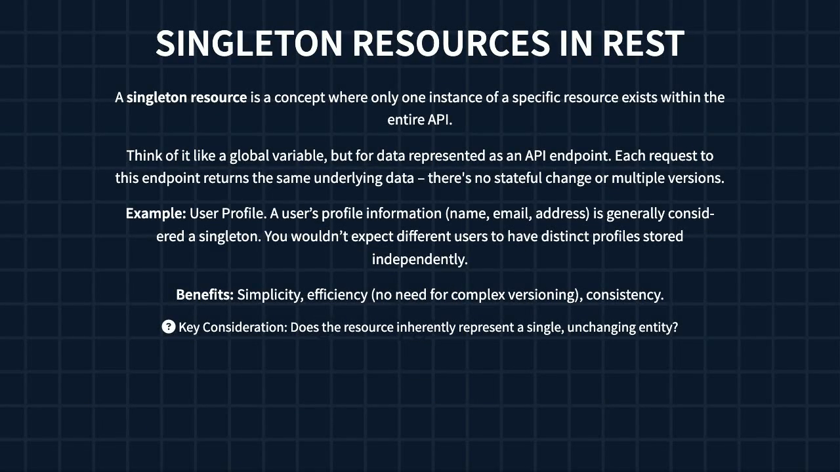Okay, let's talk about singleton resources in REST. Basically, a singleton resource is one where there's only ever one instance of it throughout your entire API. Imagine it like a global variable for data. Each request to that endpoint always returns the exact same information. A common example would be a user profile. You wouldn't want multiple versions of a single user's details floating around. It's simple, efficient, and keeps things consistent. The key question is really, does this resource naturally represent something that doesn't change over time for a specific entity?